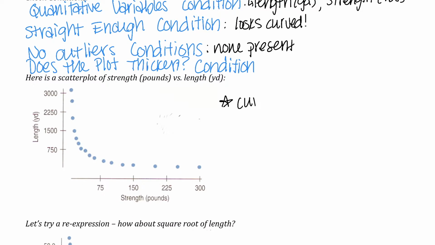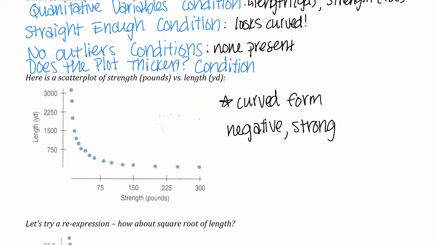Okay, so this has a curved form. We can see that the relationship is negative in direction. It's pretty strong, right? Look at how they fall into that curve. If you think this is your relationship, they all pretty much fall in line. And like we said, no real outliers here. We can't use a linear model as it is.